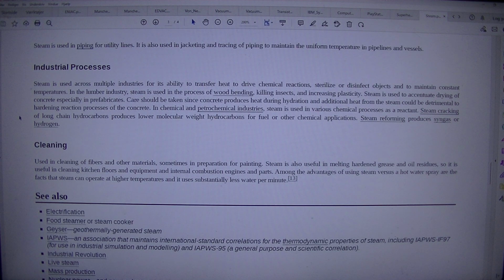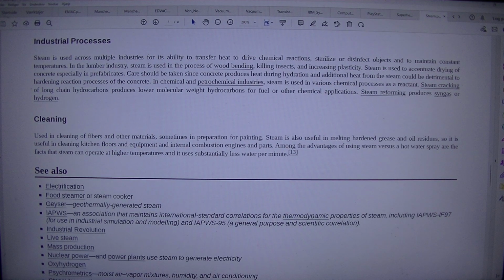Industrial processes. Steam is used across multiple industries for its ability to transfer heat to drive chemical reactions, sterilize or disinfect objects and to maintain constant temperatures. In the lumber industry, steam is used in the process of wood bending, killing insects, and increasing plasticity. Steam is used to accentuate drying of concrete, especially in prefabricates. Care should be taken since concrete produces heat during hydration, and additional heat from the steam could be detrimental to hardening reaction processes of the concrete.